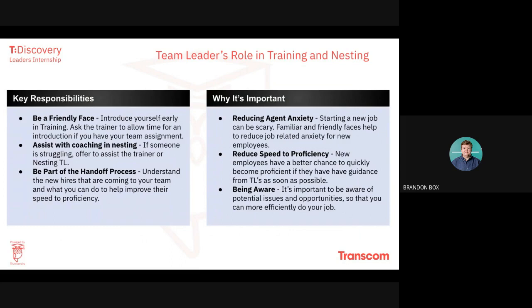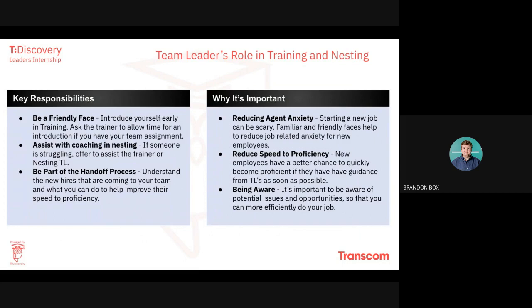And why is all of this important? So reducing agent anxiety is number one. Starting a new job can be very, very scary. So familiar and friendly faces help to reduce job anxiety for new employees.